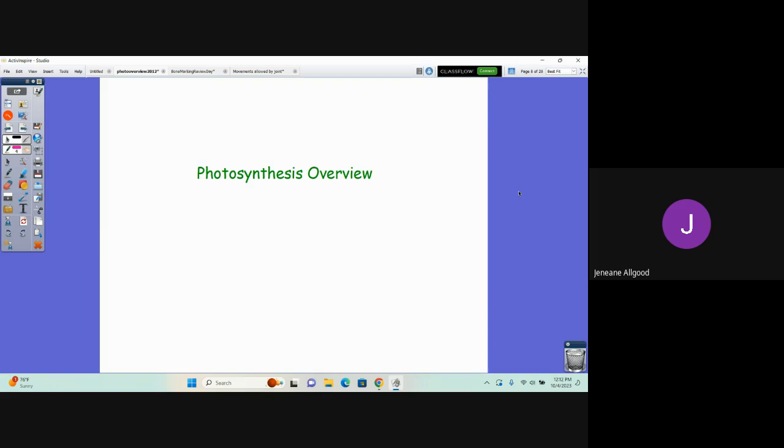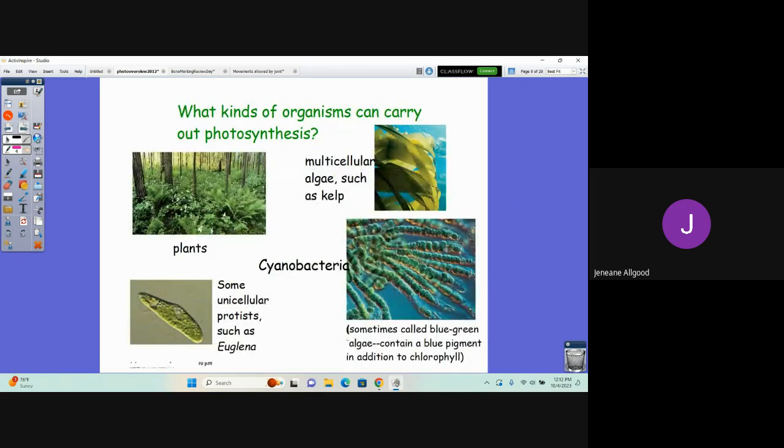All right, let's try it. All right, so you don't have this slide. This is just your photosynthesis overview, but you do have this slide. So first we need to know what kinds of organisms can do this, because it is not just plants.